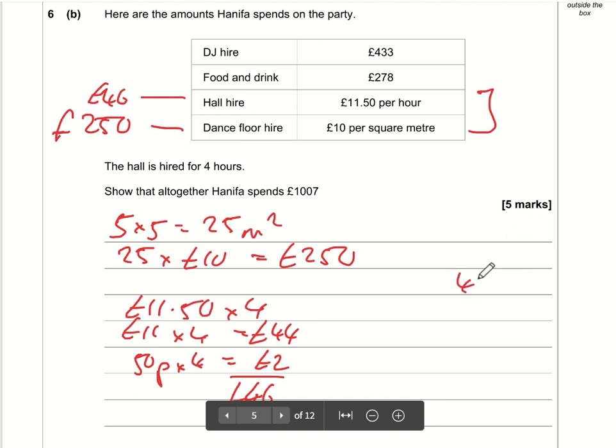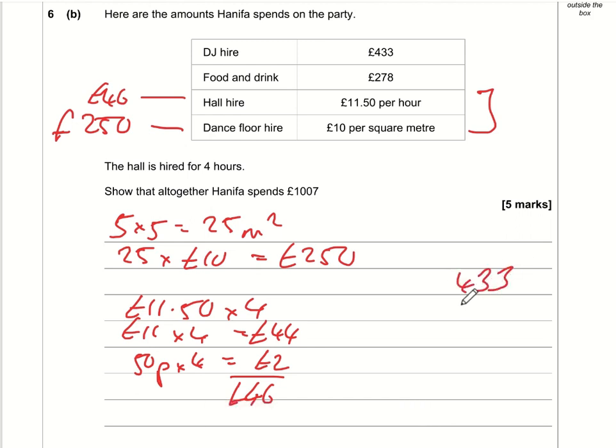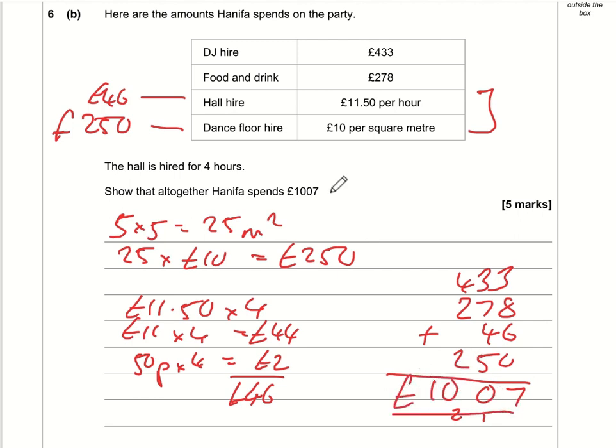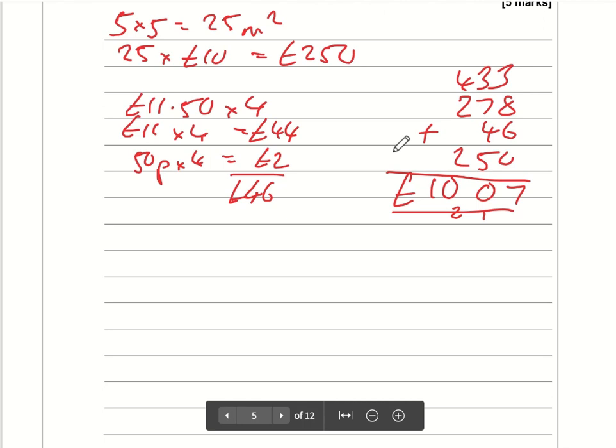So I've got 433, 278, 46 and 250. 6 plus 8 is 14, 15, 16, 17, carry 1, 5, 9, 10, plus another 10 is 20, 0 carry 2, 2, 4, 6, plus 4, there we go, £1,007, which is what we needed to prove.